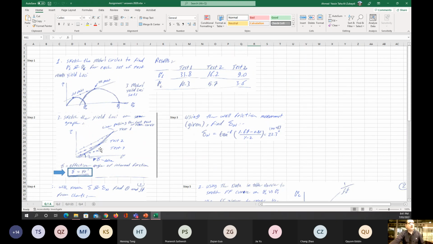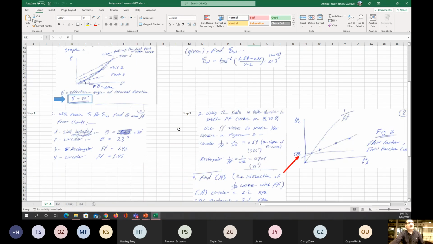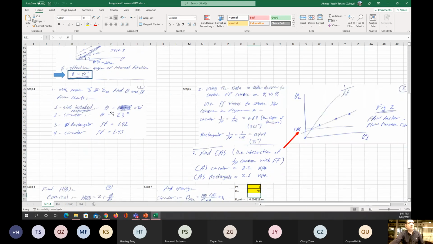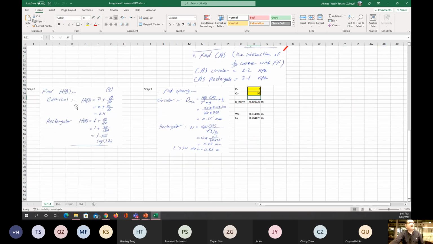This one needs to be done once. This one needs to be done once. And this one needs to be done twice because we're going to have the rectangular and circular. This one needs to be done twice because we have 2 values. And this needs to be twice for the circular and for the rectangular. And the diameter needs to be done, and the W needs to be done.